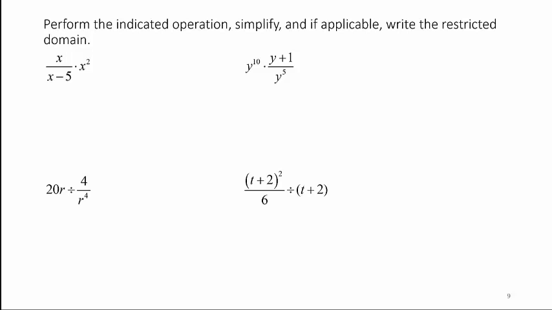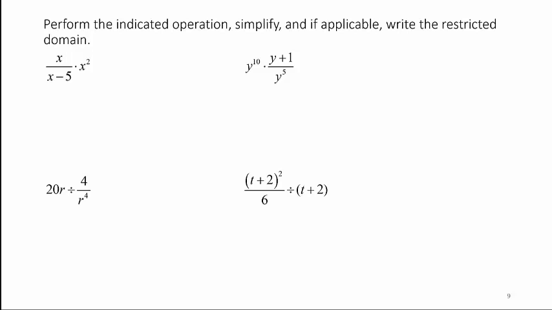In this video, we're going to get a little bit of practice multiplying and dividing rational expressions, and in particular multiplying and dividing a rational expression with a polynomial. So for each one of these, we're going to perform the indicated operation and simplify, and if applicable, write the restricted domain.